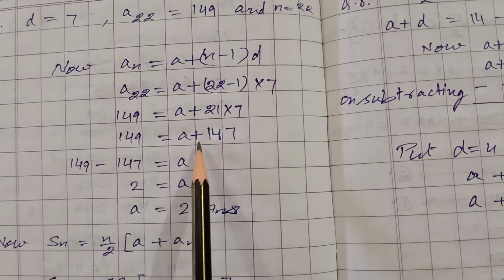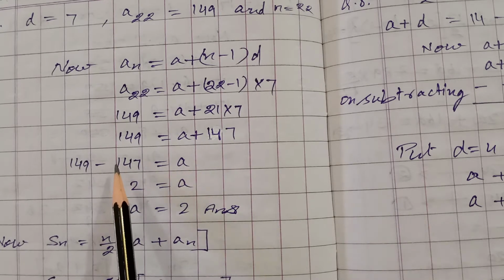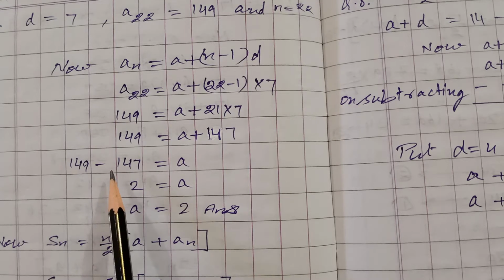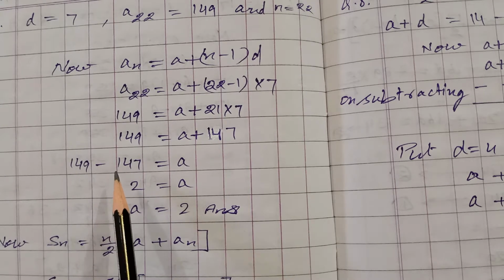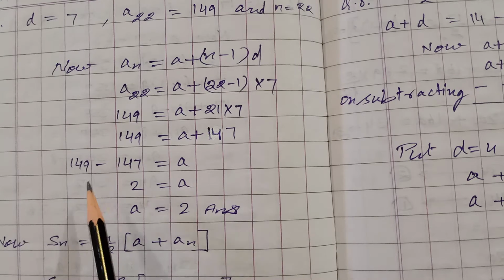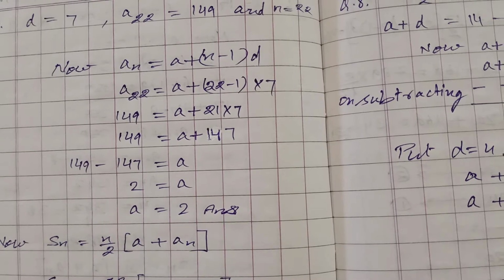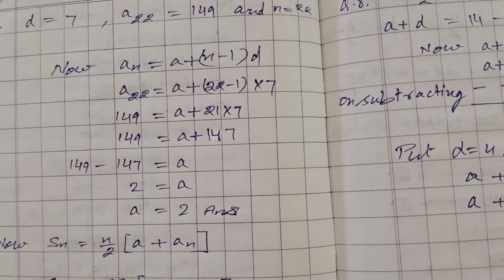Transpose 147 to the right side, change its sign, that is minus 147. 149 minus 147 equals 2. Value of a is 2.